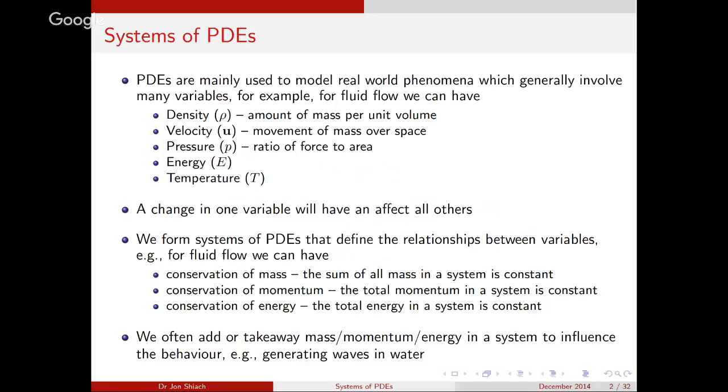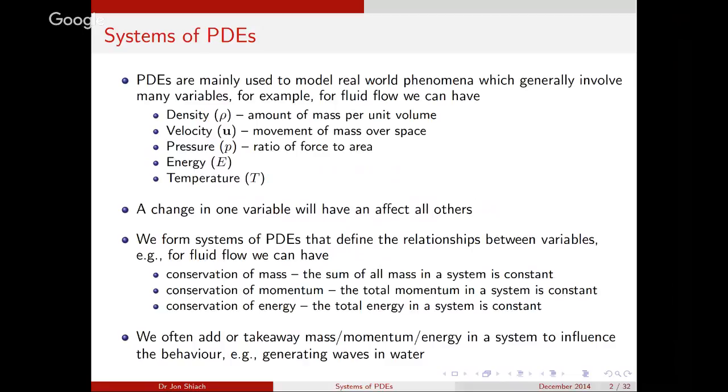You've also got pressure, which is the reason why rho is annoying: rho looks a lot like P. So when you're writing it down, it's quite common to make that mistake. Pressure is the ratio of force to area. Then you have energy. How much energy is in your fluid? And temperature. What is the temperature of your fluid?